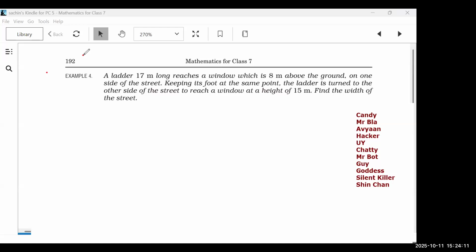Okay, do these questions. So make the diagram, otherwise I'll show you the diagram. Just try making it.